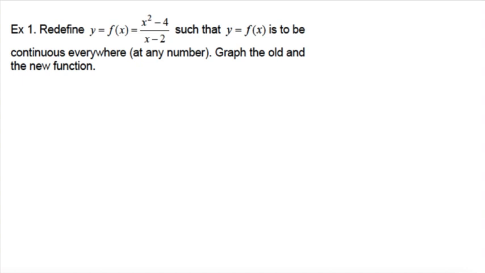f of x equals x squared minus 4 over x minus 2, such that f of x, or y, is to be continuous everywhere at any number. And we want to graph the old and the new function. Well, first of all, we have a rational expression right here for f of x, and we can see that if x is equal to 2, then the denominator would be 0. So we know that for this function, f of 2 doesn't exist.